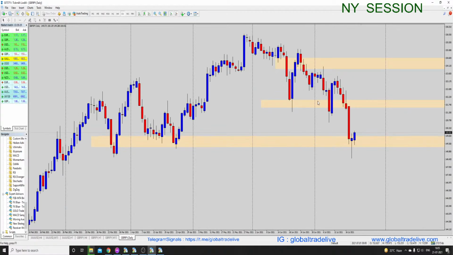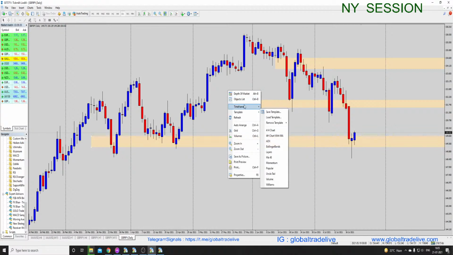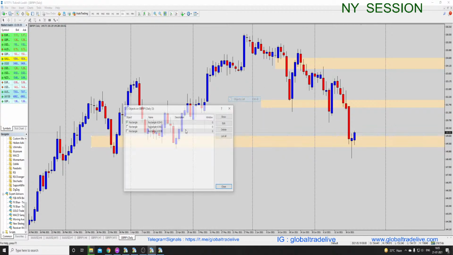Okay, so now it makes total sense here. If you look at the daily time frame at this point, let's do one thing. I'll just remove everything from the graph again.